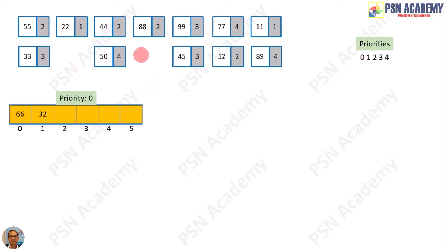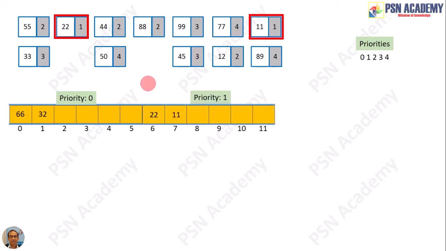Next we go for priority 1. So identify those data with priority 1. So here we have 2 data, that is 22 and 11, and for these 2 data we will have separate 6 cells and the first 2 cells will be occupied by 22 and 11 like this, as if this cell number 6 of the array is acting as the first position of priority 1. Clear?